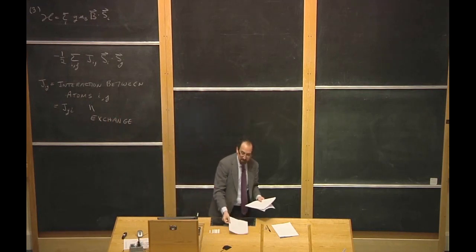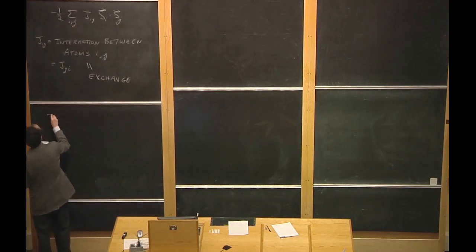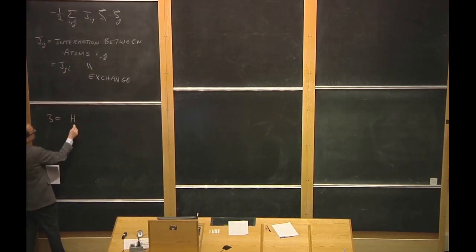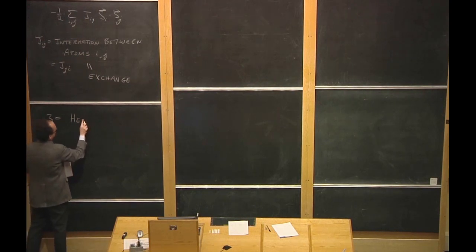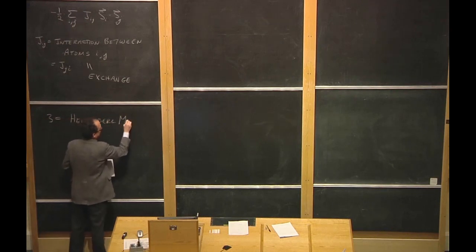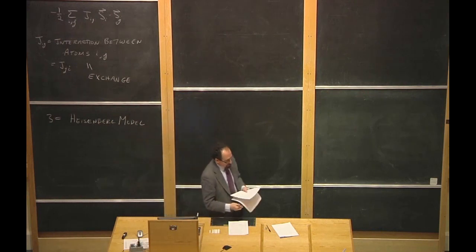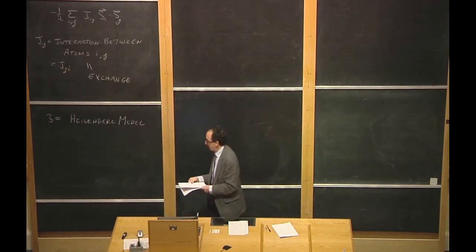Okay, so this model, Hamiltonian 3, is known as the Heisenberg model, after everyone's favorite uncertain physicist, Heisenberg. It is a very frequently studied model in condensed matter physics and a very good representation of many magnets.